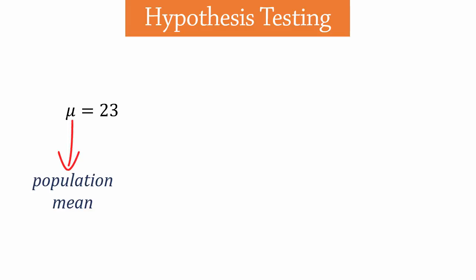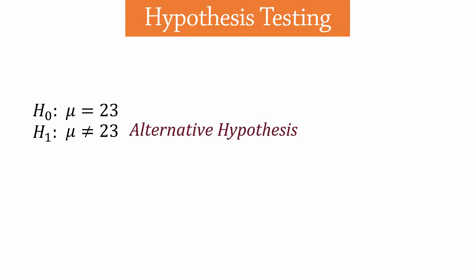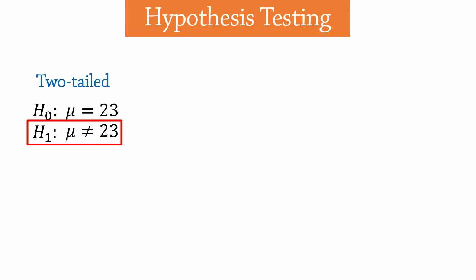Since this hypothesis contains equality, we refer to it as the null hypothesis, represented by H0. The complement or opposite of the null hypothesis is the alternative hypothesis, represented by HA or H1. In this case, the alternative would be that the mean is not equal to 23. We use this hypothesis for two-tailed tests because the alternative basically means that the mean could be less or greater than 23.